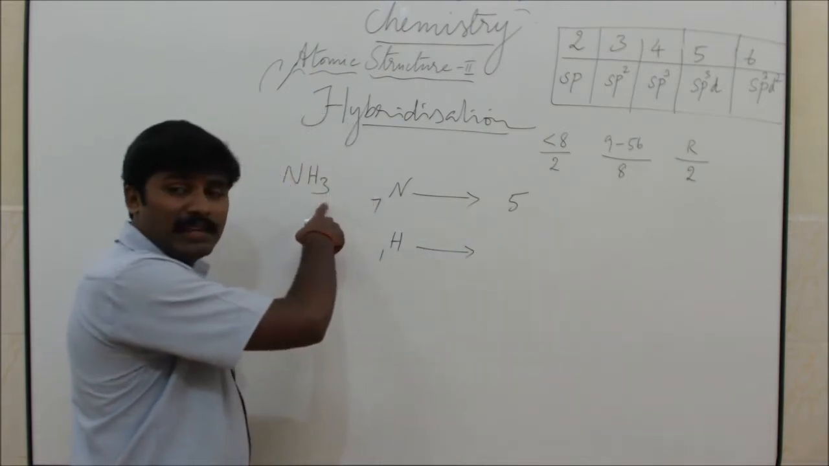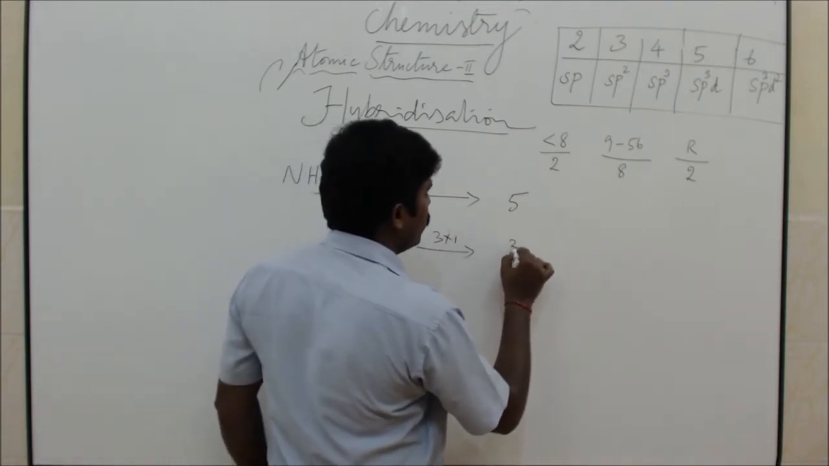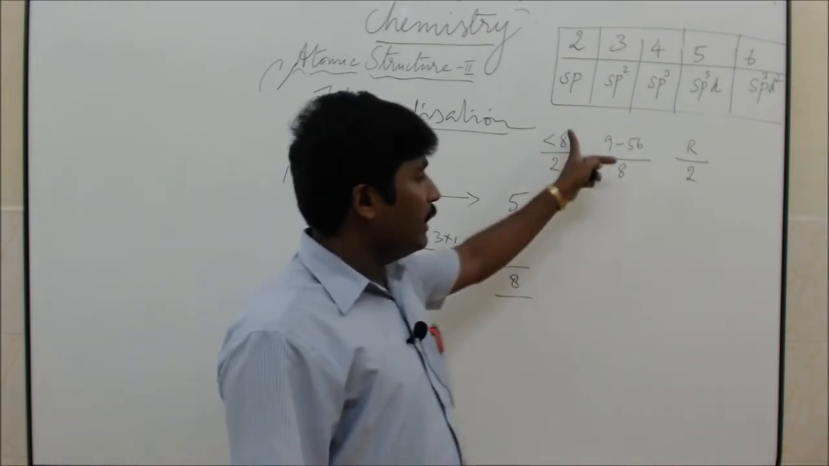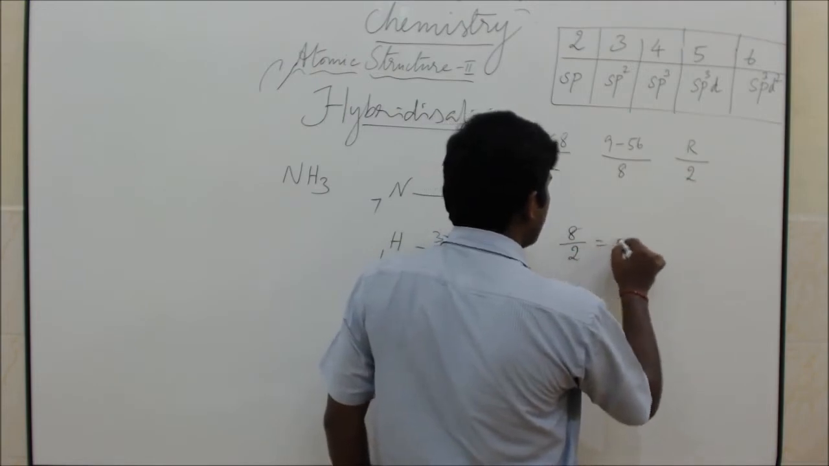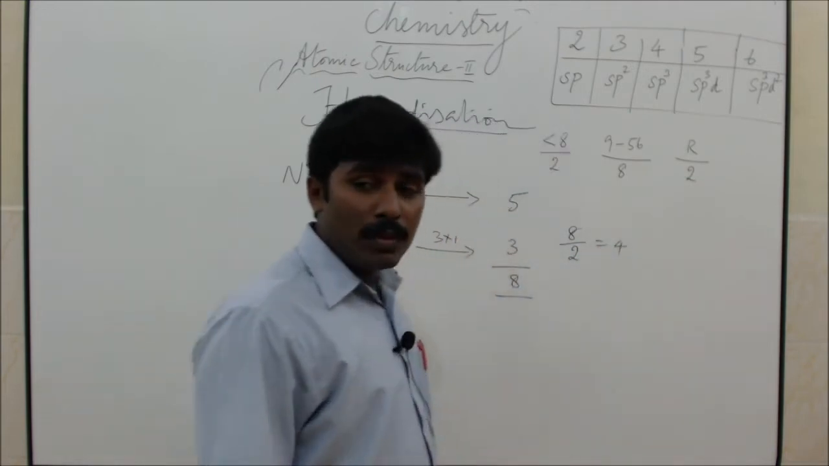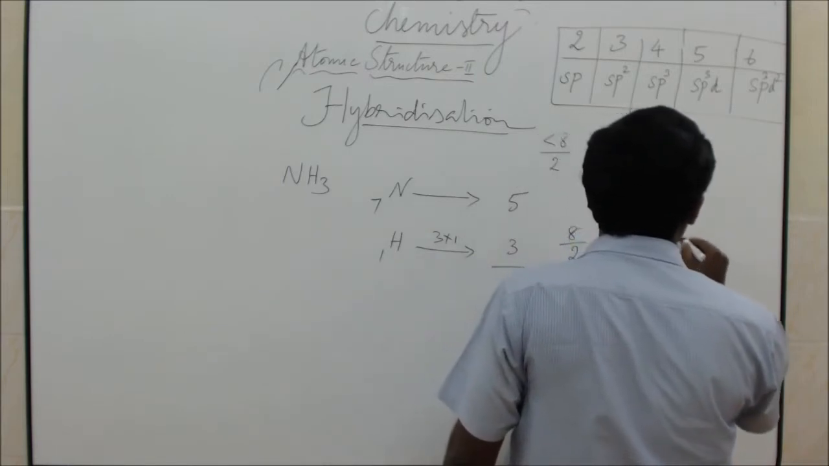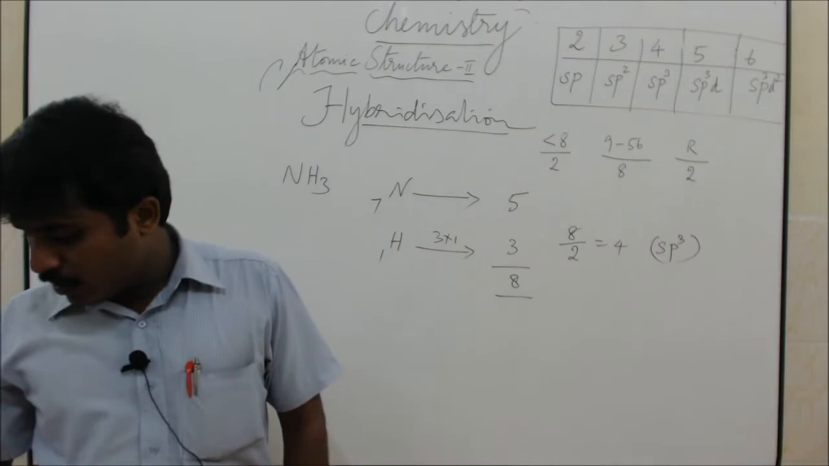How many hydrogens are present here? 3 hydrogens. So 3 into 1 is equal to 3. Altogether 8. This will come under which rule? 8 here only. So 8 by 2 is equal to 4. 4 means which one? sp3 hybridization. sp3 hybridization. It's the easiest one.